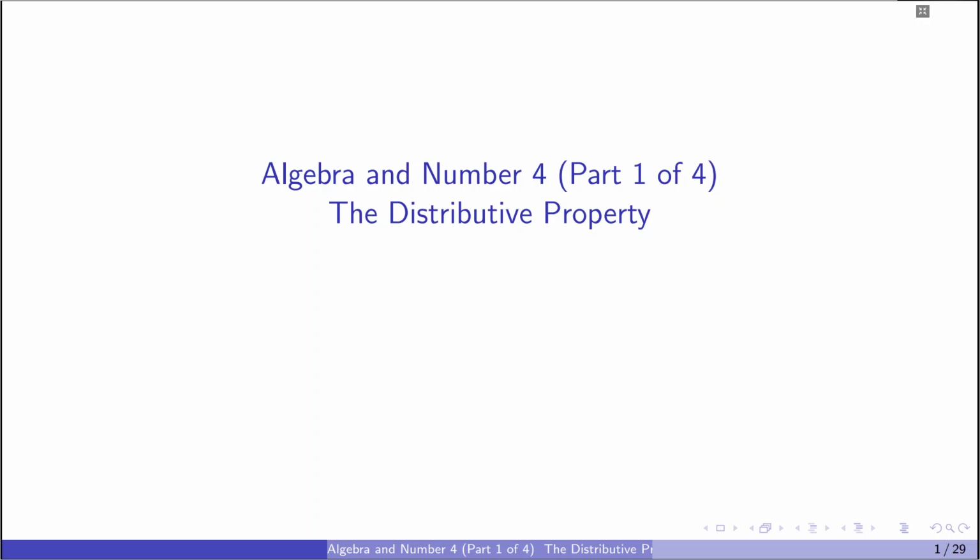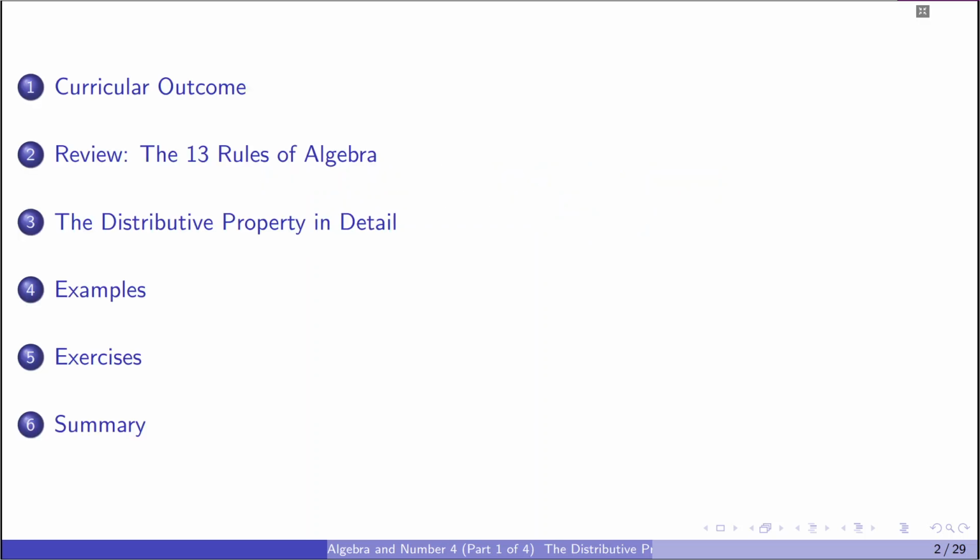Hello and welcome to our coverage of Alberta's Algebra number 4 outcome for Math 10C, specifically dealing with the distributive property. We'll go through our curricular outcomes, review the 13 rules of algebra, and then deal with the distributive property in detail before doing examples and exercises.